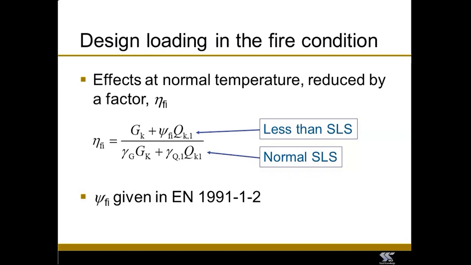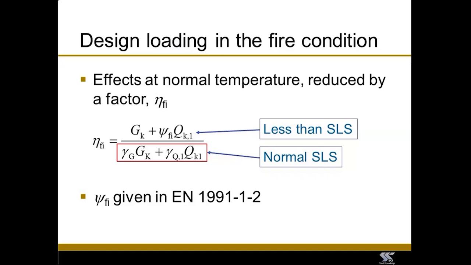If we look at the denominator, first of all, so highlighted the denominator now, gamma G multiplied by the permanent actions, gamma Q multiplied by the variable actions, you should all recognize that as the expression of the ultimate loads or the design loads. In the highlighted box there, if you're familiar with the Eurocodes, you would know that as 1.35 multiplied by the permanent actions and 1.5 multiplied by the variable actions. So that's the normal design loading at ULS.